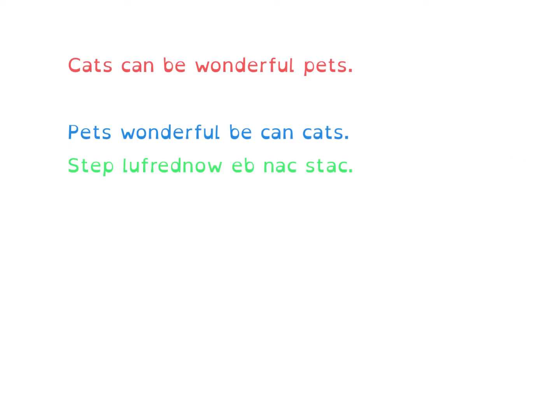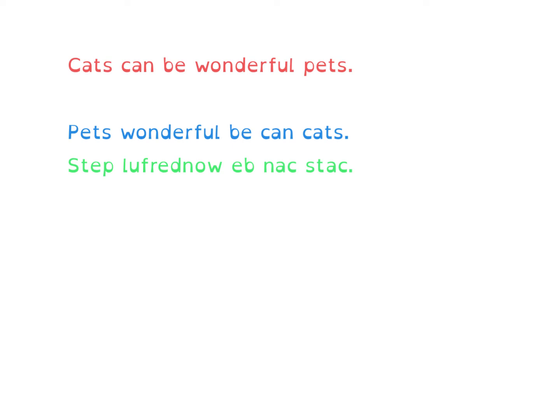If you had in the red your statement, cats can be wonderful pets, you don't want to just reverse it like it is in the blue. Pets wonderful be can cats. That's weird. Even weirder is what's written in the green. That's the sentence in red, totally reversed, letter by letter. That makes absolutely no sense.